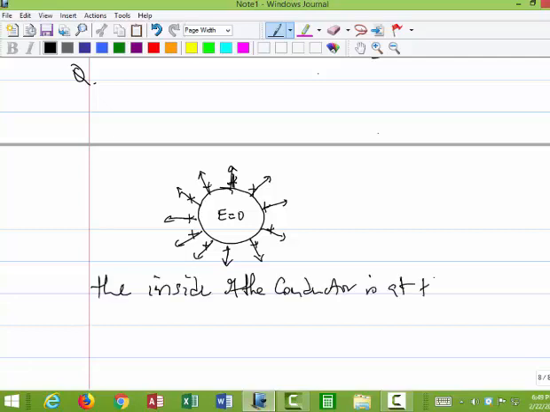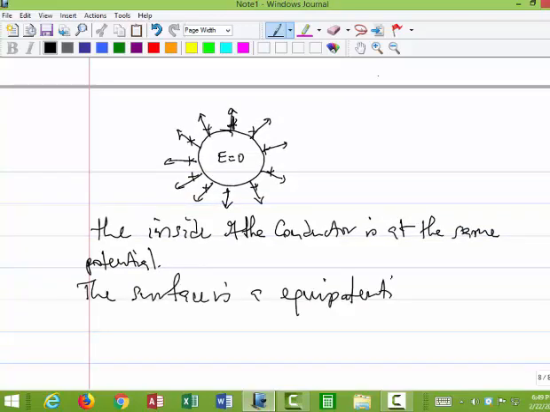It's at the same potential. So if the inside is all at the same potential, then any change in potential over the inside is equal to 0. So E is 0 inside. The surface is just an equipotential. We've already said that the surface is an equipotential. So just as we've been doing, if you think of the potential on the surface, it will just look like that.